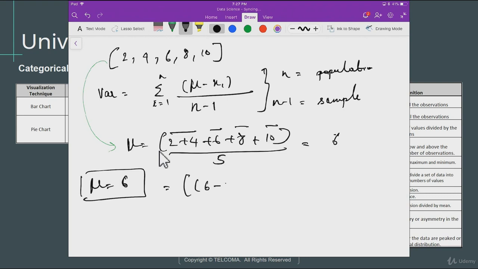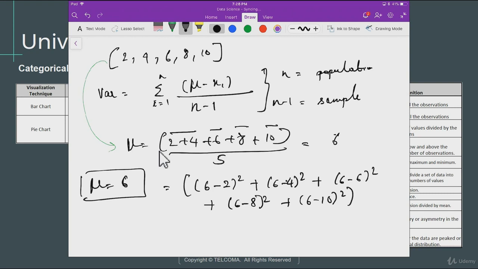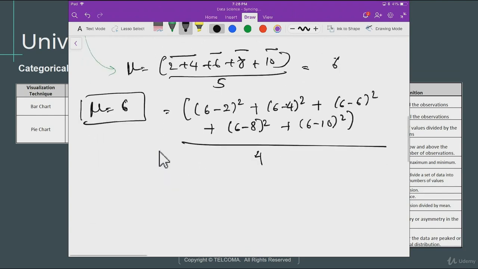6 minus 2 the whole square plus 6 minus 4 the whole square plus 6 minus 6 the whole square plus 6 minus 8 the whole square plus 6 minus 10 the whole square. So the moment we have square, and divided by n minus 1, which is 4. The moment we have square, there are no negative numbers. They become positive.